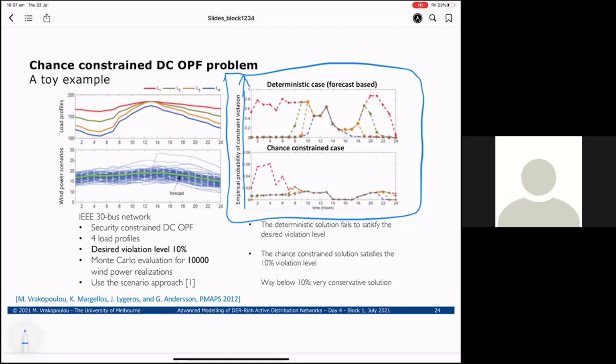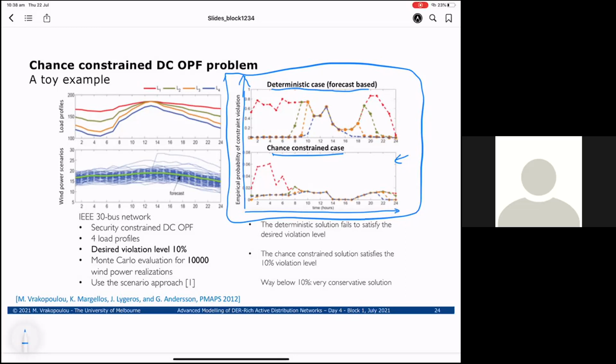Here, in this case, I have these 24 hours. And in the case below, it's a chance constraint problem, as shown just before. And in the above graph, you see the deterministic solutions. The empirical probability based on a solution that uses only the forecast value, not scenarios.